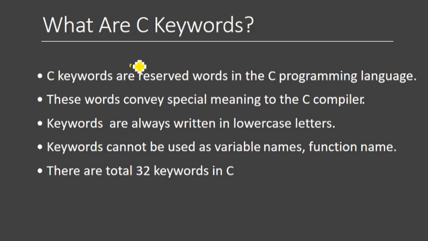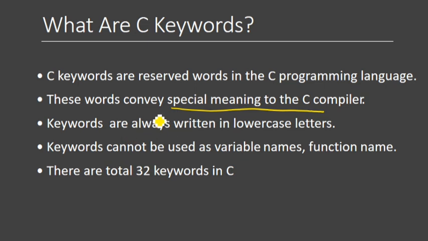For example, I am writing int a equal to 10, right? So int is a keyword, which represents the integer data type. For example, I am writing float b equal to 10.37. So float is a keyword which represents decimal point numbers. Like that, each keyword has its own special meaning to the compiler.